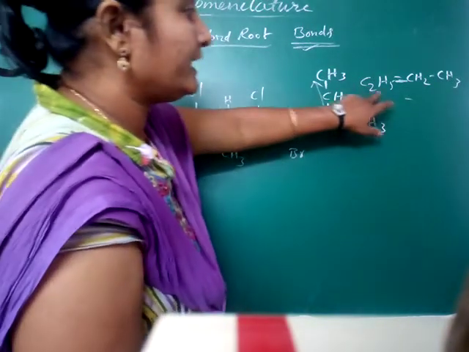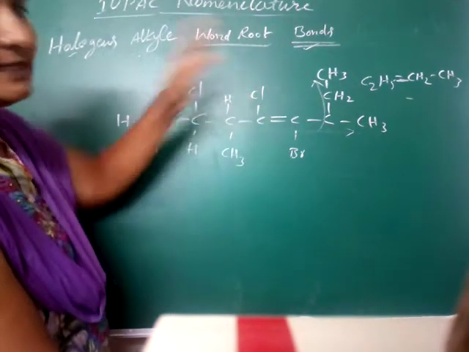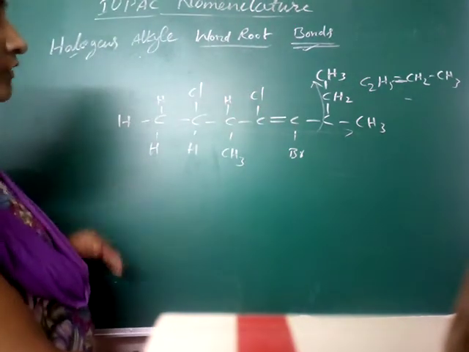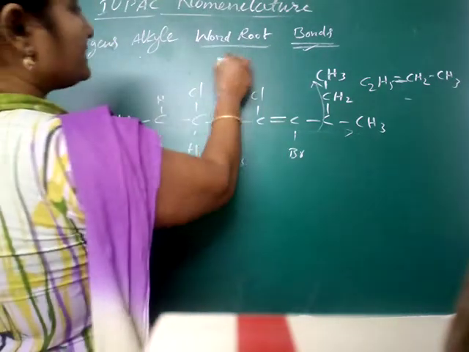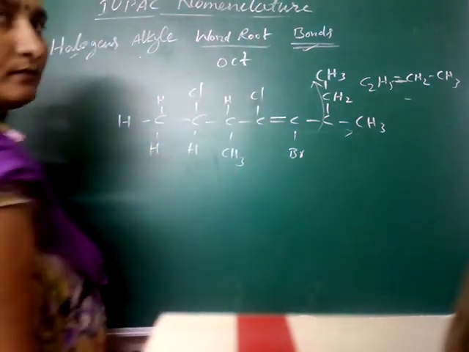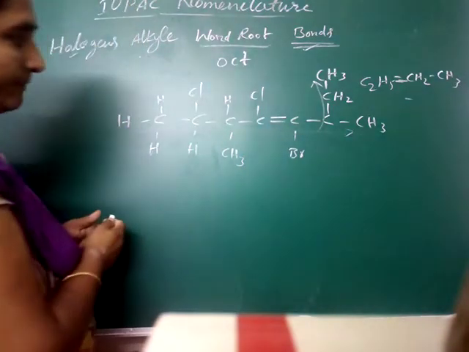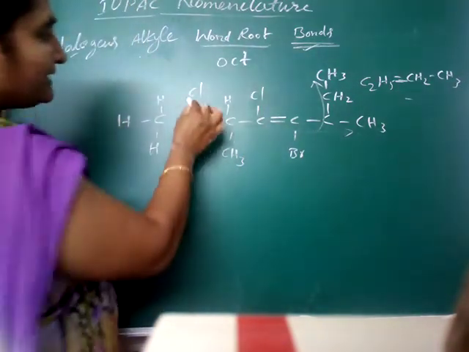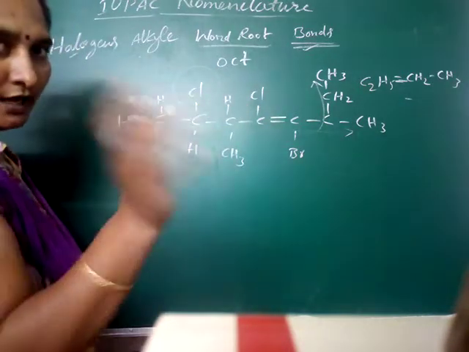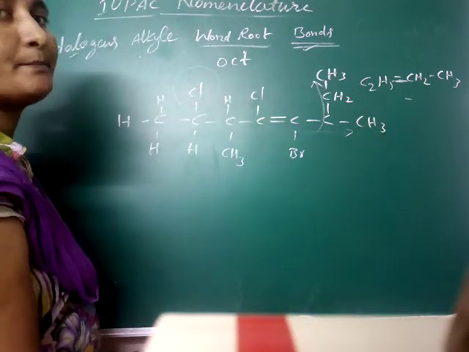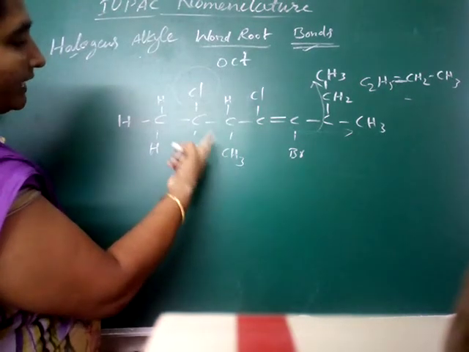Maybe C2H5 is given there, but you have to separate it as CH2CH3. Okay, now you know that this is the word root. Now the word root is oct. Now you come here. How will you give the numbering? First, what are the branches present here? Branches means anything other than hydrogen; you have to take those as branches. Where are they?